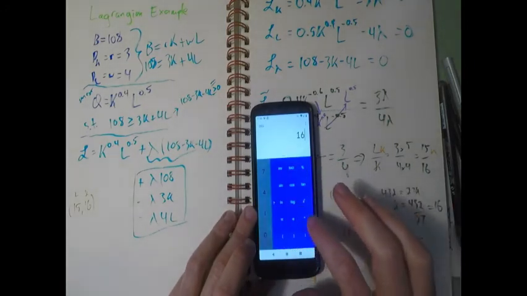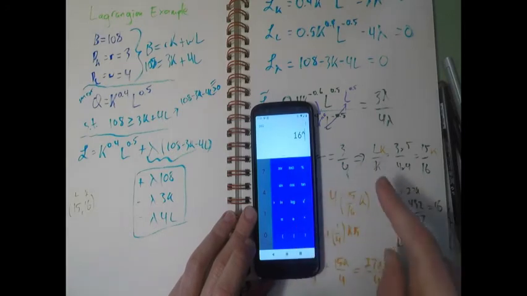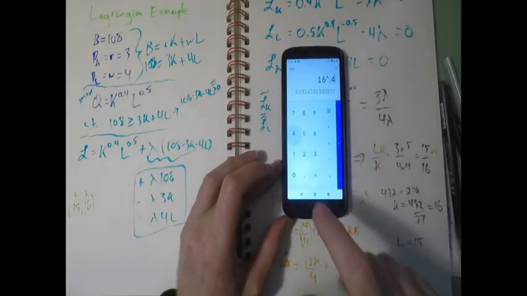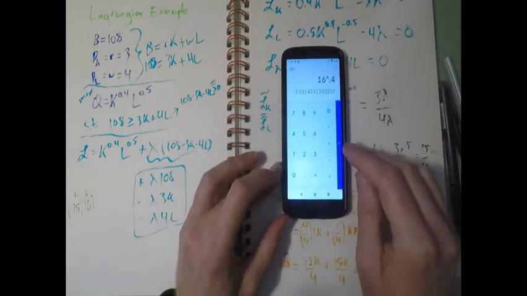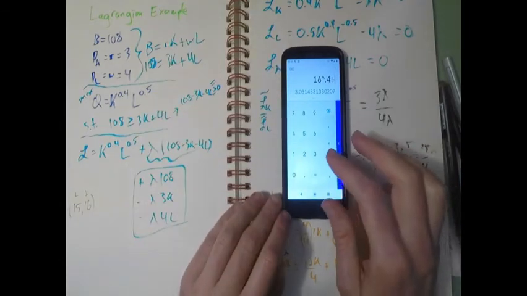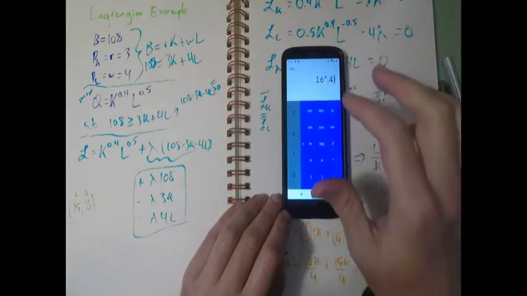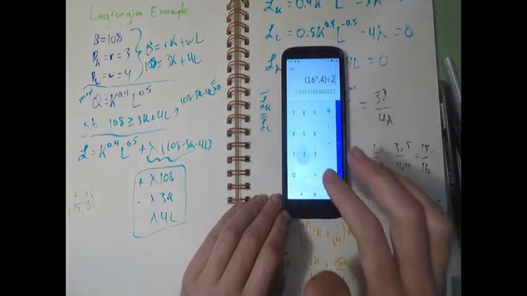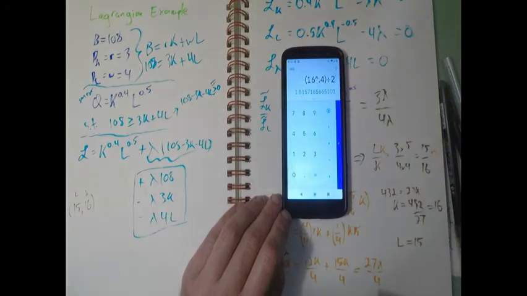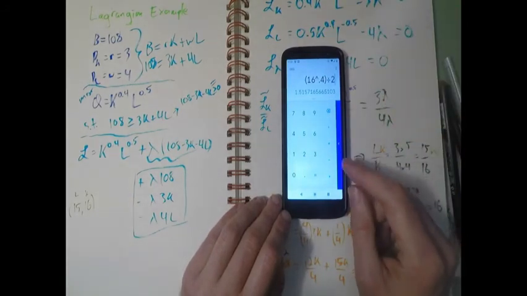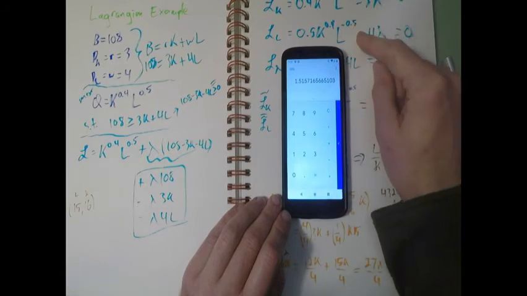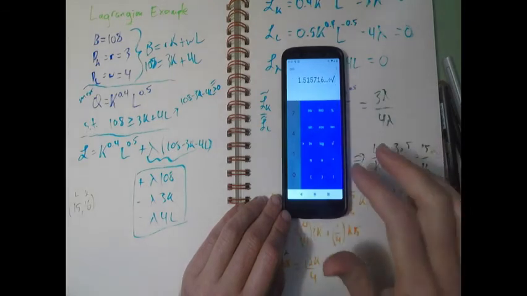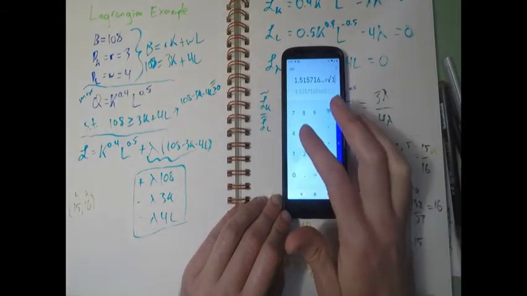16 to the power of, whatever, I'll do to the power of 0.4. So 3.03 times 0.5, well, it's the same as divided by 2. Let's just make sure that we've got the parentheses in the right spot. Divide by 2, and then really divided by the square root of L, right? So let's divide by the square root of L, which is just 15.